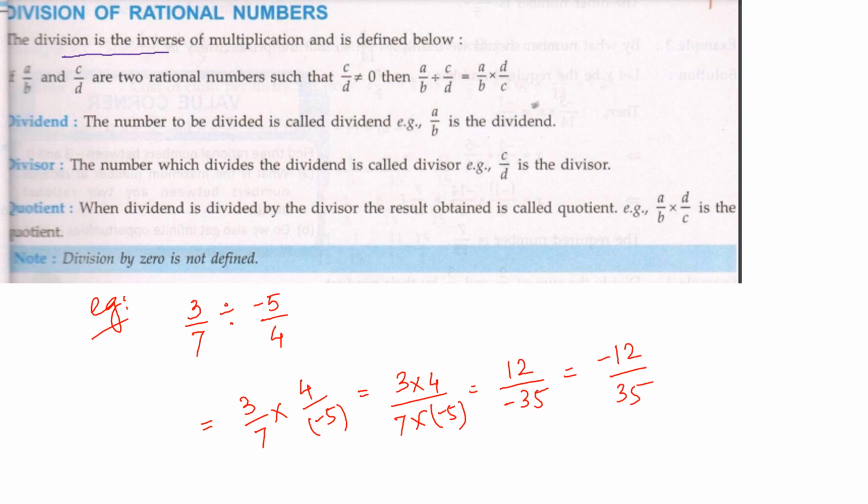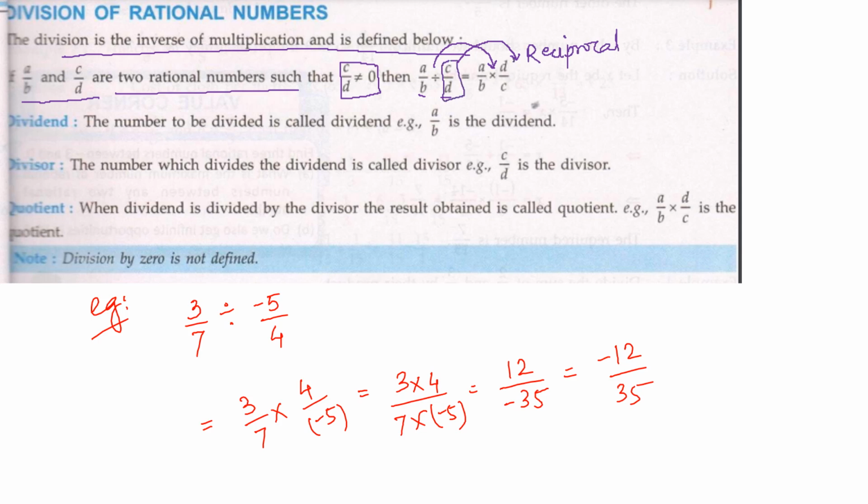The division is the inverse of multiplication and is defined as follows. If a by b and c by d are two rational numbers such that c by d should not be equal to 0, meaning the divisor should never be equal to 0, then a by b divided by c by d is equal to a by b into, this division changes to the into sign, and the next rational number is written in its reciprocal form. That's how your c by d will be d by c.